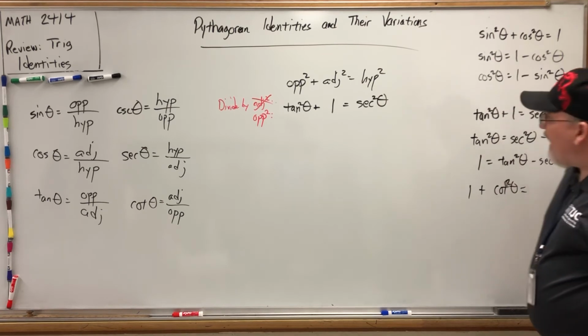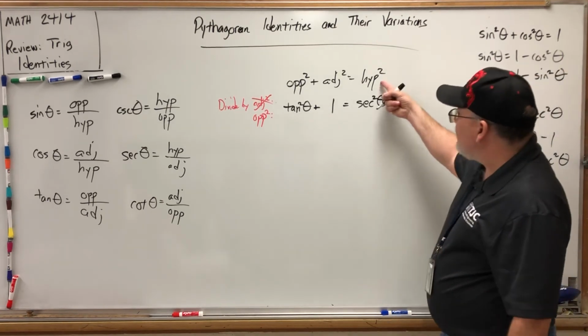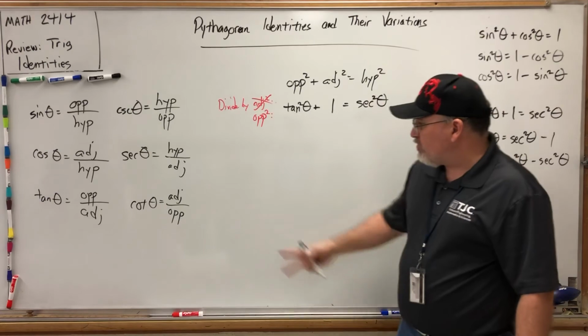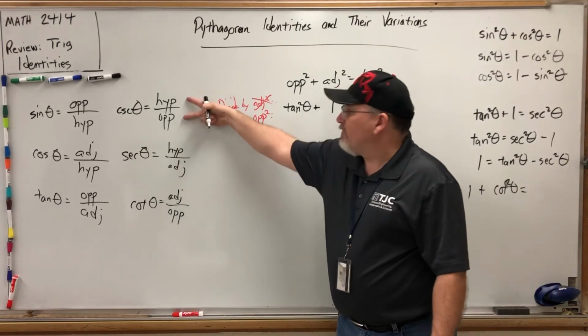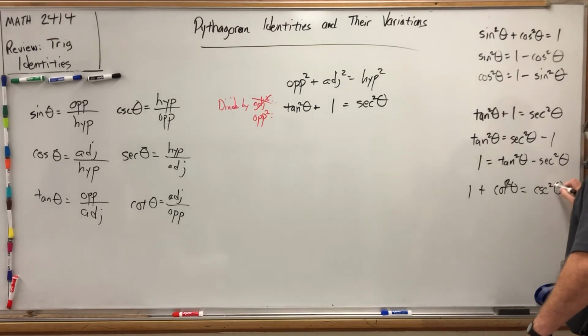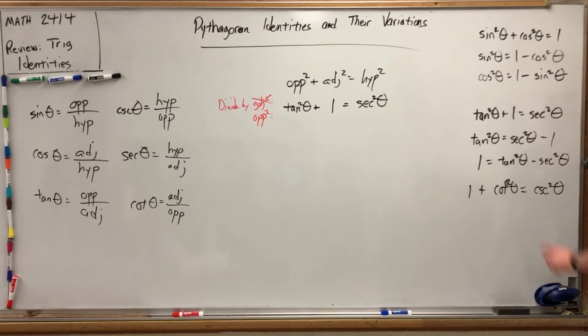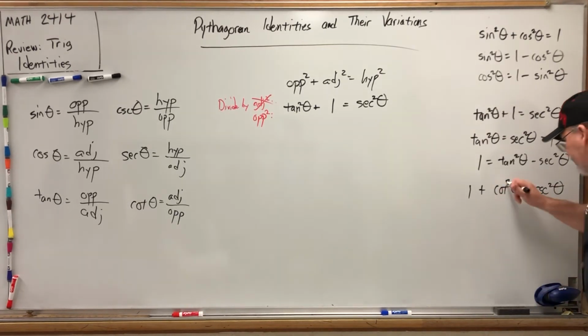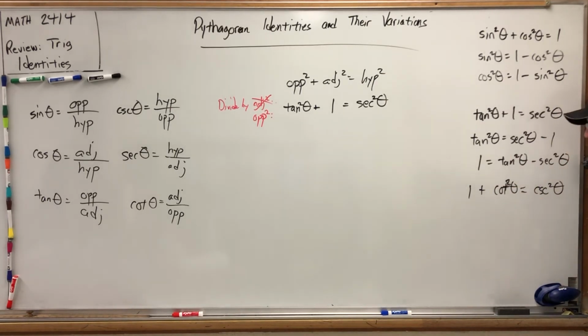equals, and if we divided hypotenuse squared by opposite squared, it would be the square of, where is it? The square of cosecant. So our third Pythagorean identity is 1 plus cotangent squared theta equals cosecant squared theta. Of course, addition being commutative, I could write this as cotangent squared theta plus 1. And just like the two above it, this comes in 3 variations, depending upon which term you want to isolate.